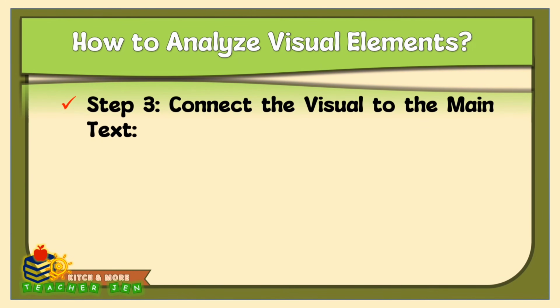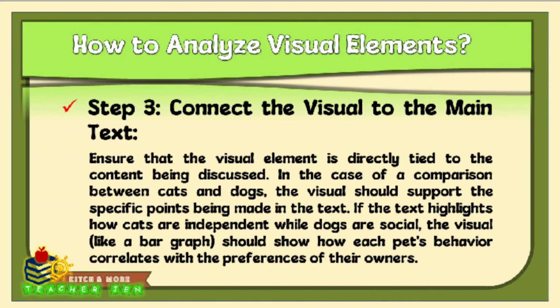And the last step, which is step 3, is connect the visual to the main text. Ensure that the visual element is directly tied to the content being discussed. In the case of a comparison between cats and dogs, the visual should support the specific points being made in the text. If the text highlights how cats are independent while dogs are social, the visual, like a bar graph, should show how each pet's behavior correlates with the preferences of their owners.